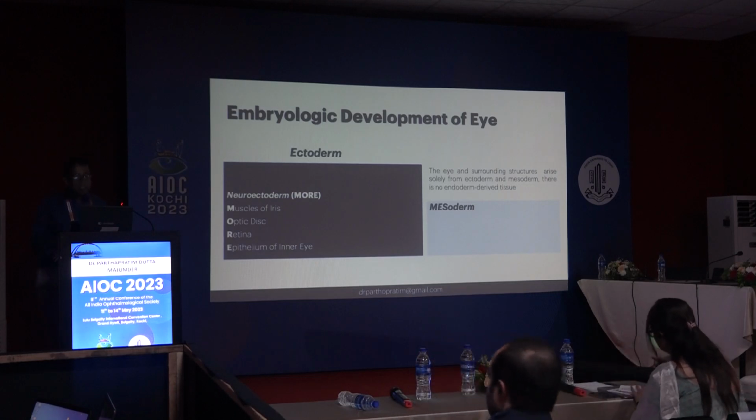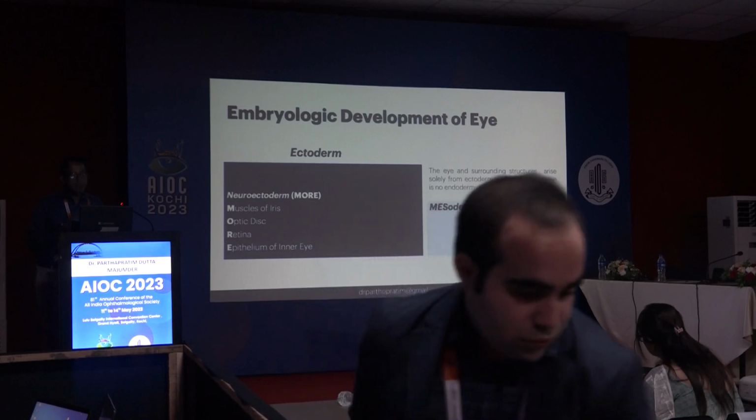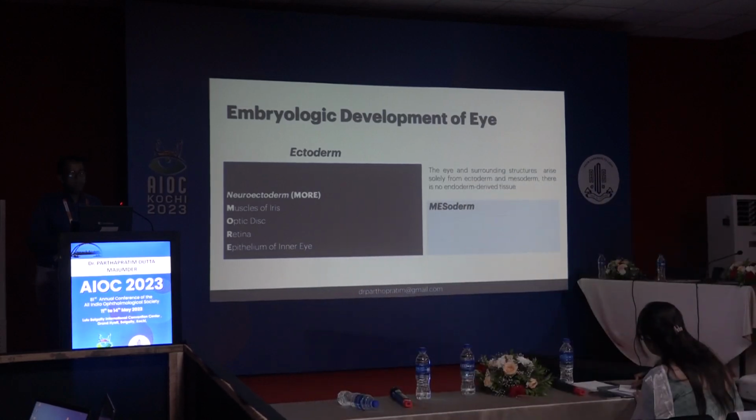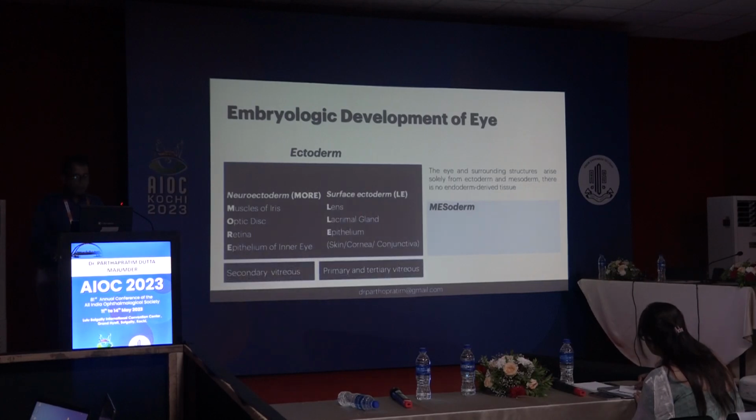Now the next structure is the mesoderm. You have to remember the eye and surrounding structures arise solely from the ectoderm and mesoderm, and there is no endoderm derived tissue. Correct. So now coming to the mesoderm, what are the structures there? We'll come to that. Ectoderm, you have to remember there are secondary vitreous and primary tertiary vitreous, which is derived from the ectoderm. Don't take the photo now.